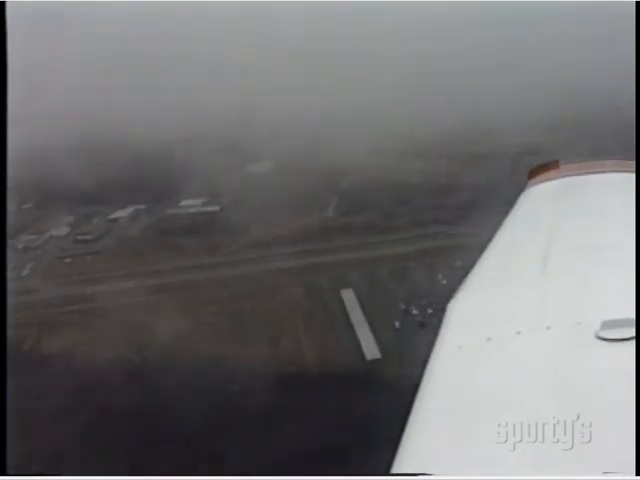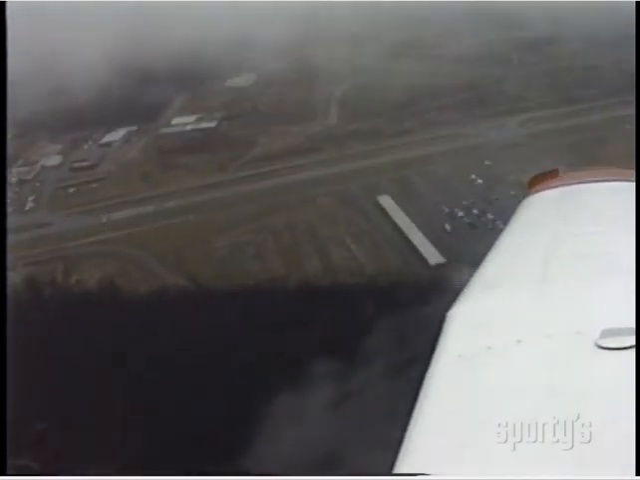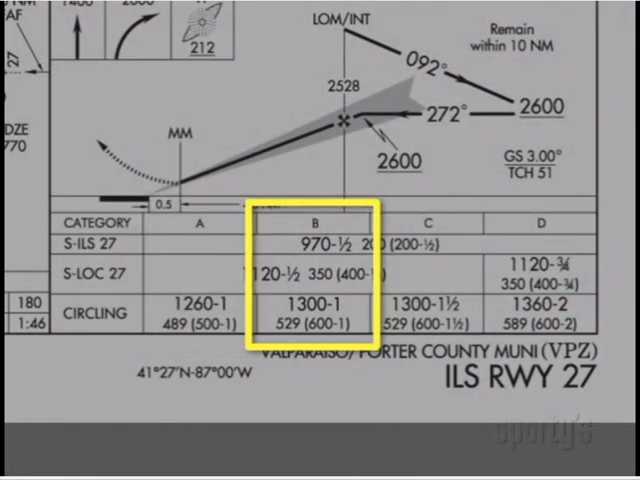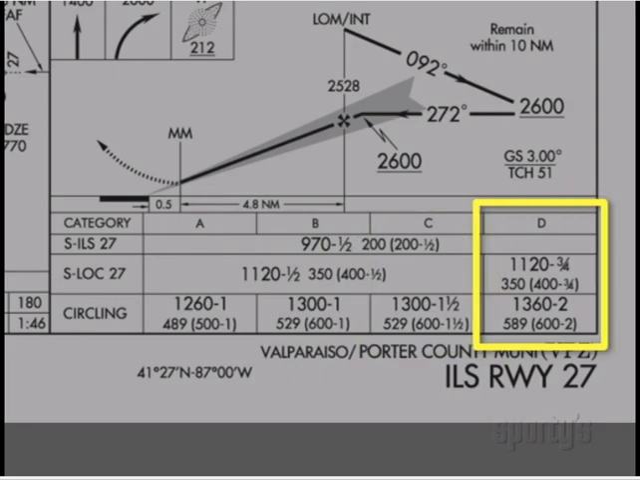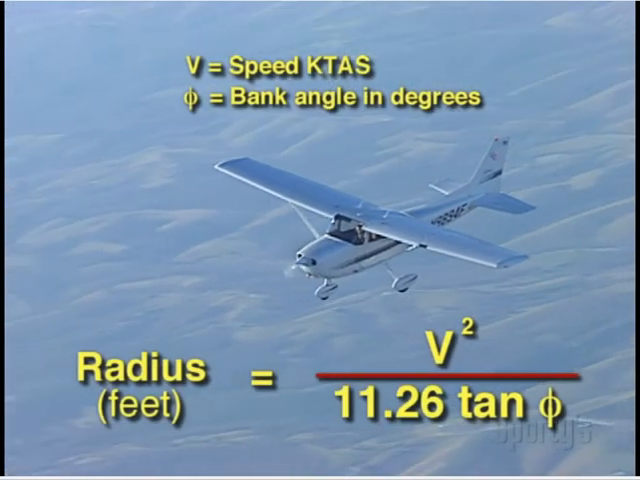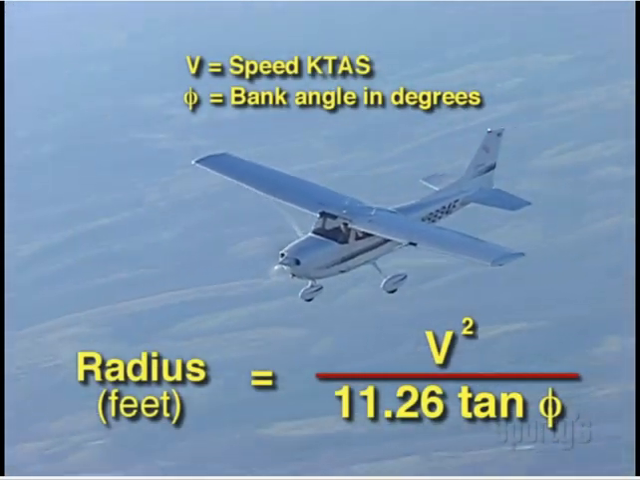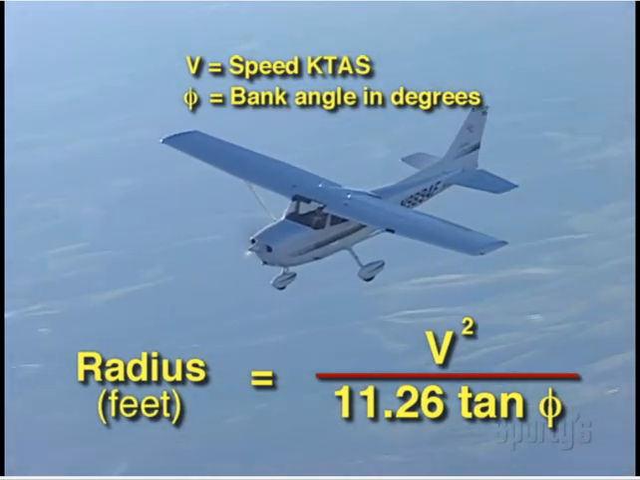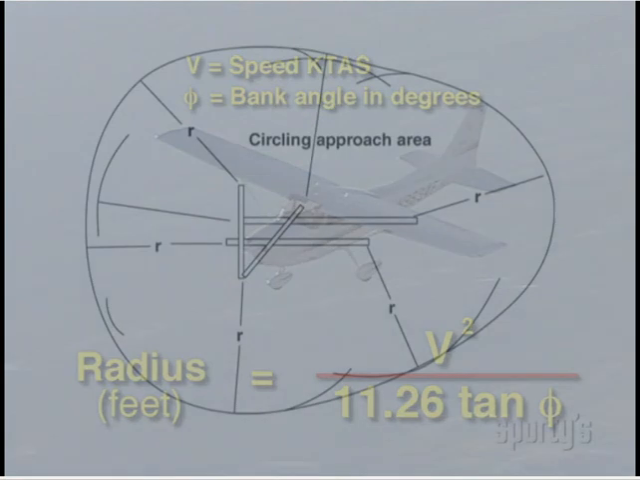Recall the ground rule for all approaches, that descent from MDA or DA cannot be made until the aircraft is in a position from which a descent to a landing can be made at a normal rate of descent using normal maneuvers. Aircraft approach categories are primarily established for circling approaches. The size of the circle flown is related to the speed of the aircraft squared. Twice the speed quadruples the radius of the turn.